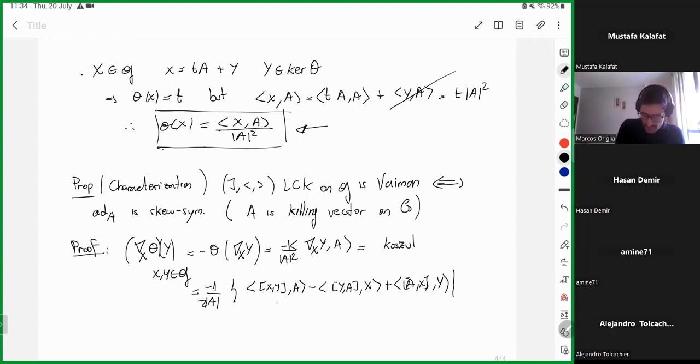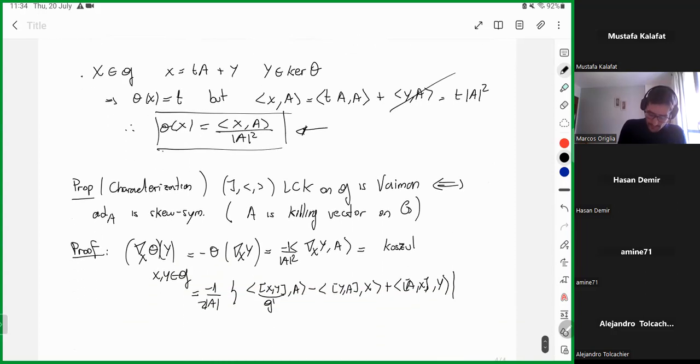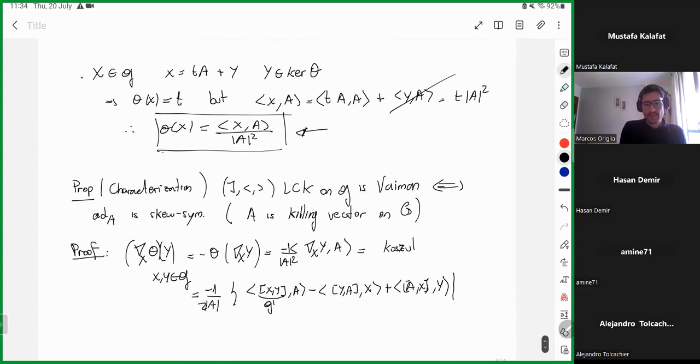What do we need to see here? Take a look at the first term. This guy is in the commutator ideal, which is inside of the kernel of the one form. And A is in the orthogonal of the kernel. So this first part disappears, it is zero. So the only thing you have is just the other two terms.